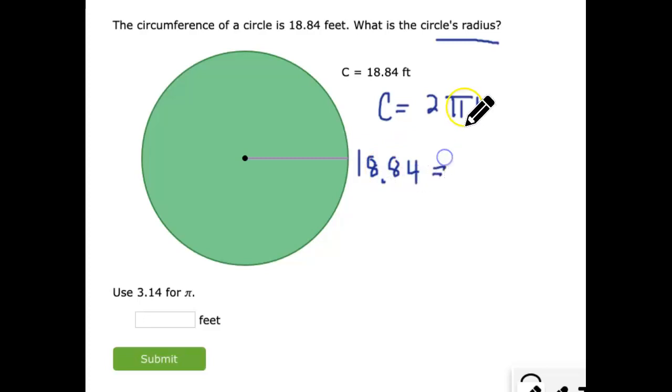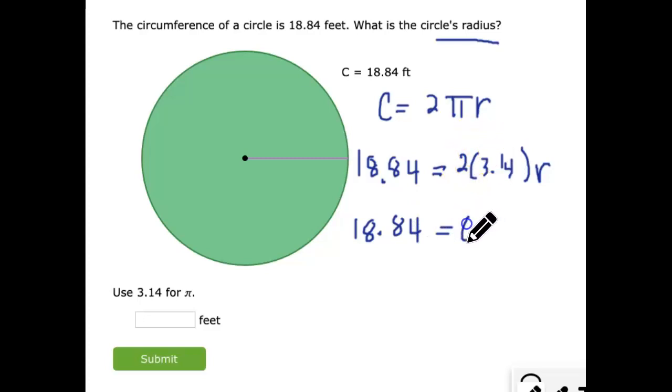So equals, I don't need to change the pi, but we can, so that later on it's easier for us to substitute. Okay, and we have the r. So we're going to simplify that 2 times 3.14, so I could just write back 18.84, and we know that 2 times 3.14, a while ago we did that, is 6.28 r.